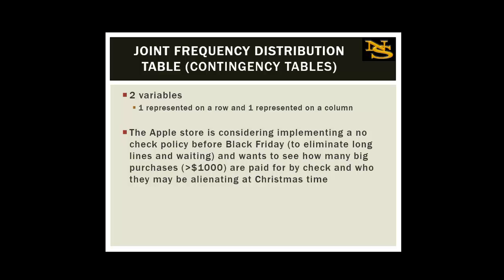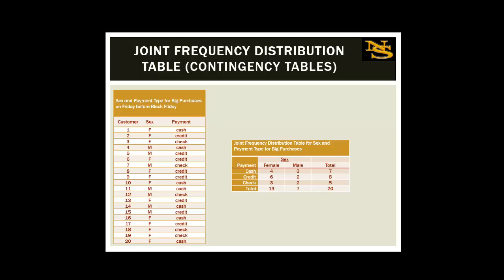But it's better to try to make informed decisions using data, even though there's limitations, than it is to just do it blindly. Okay. So if we're looking at the joint frequency distribution table, our data is over here on the left, and this is sex and payment type for the big purchases on the Friday before Black Friday. So we collected data the Friday before Black Friday to anticipate what our Christmas rush would look like, what kind of payments people would be using.